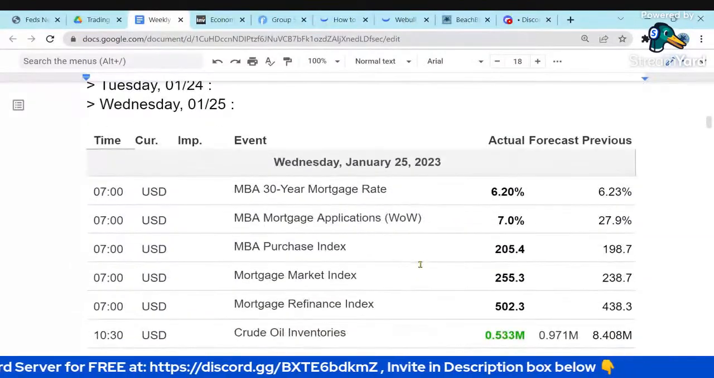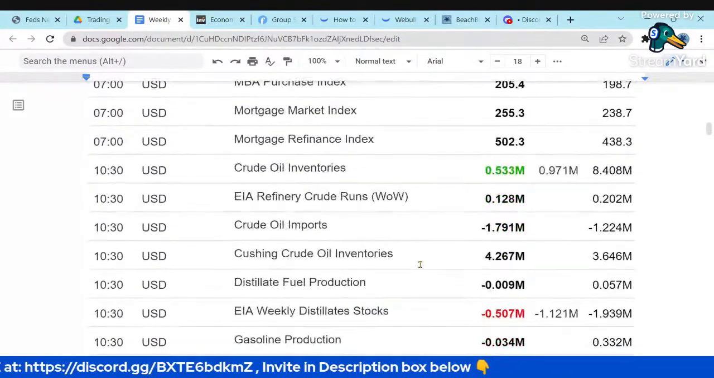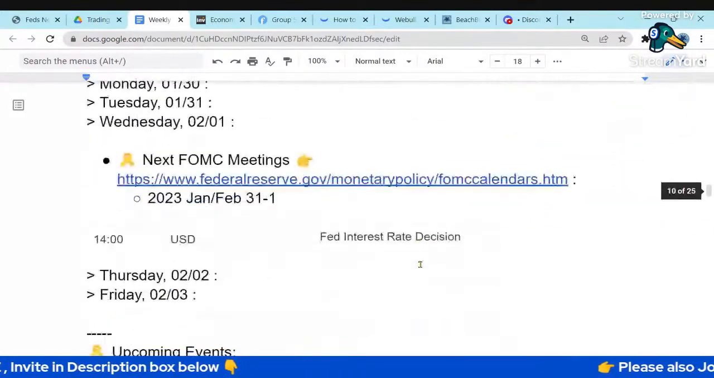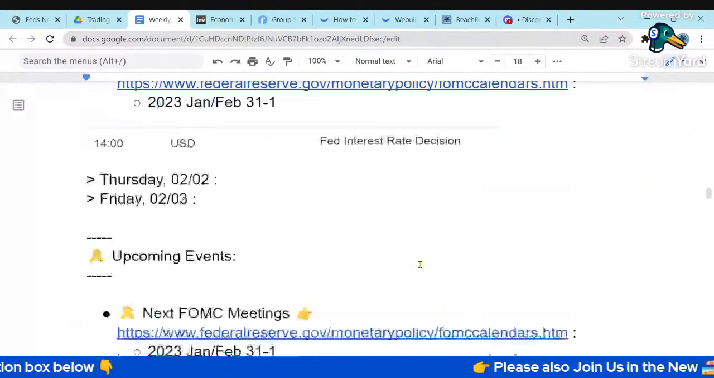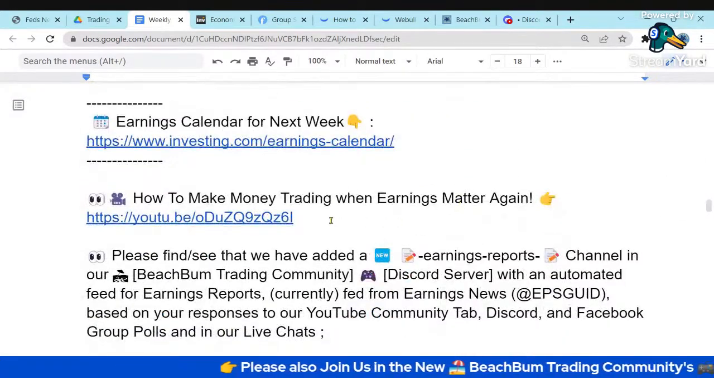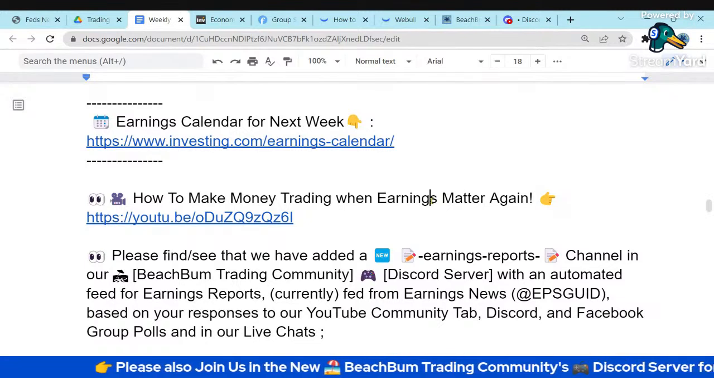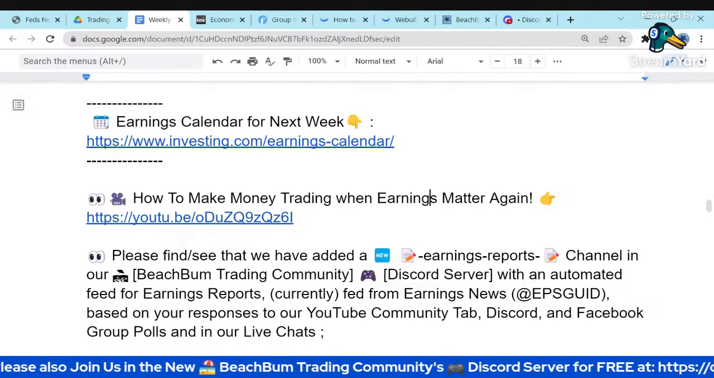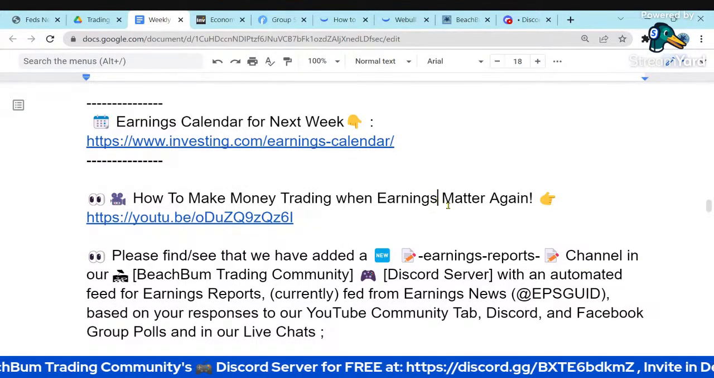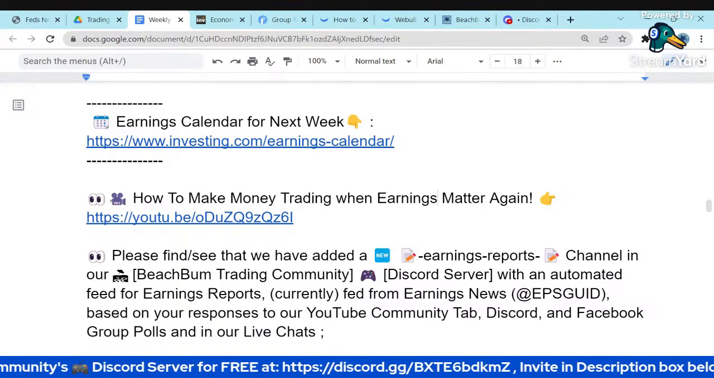So again, the big event, starting at 2 on Wednesday, and then the press conference as well at 2:30. So also, we've got a heavy earnings calendar. We're right in the middle of earnings season, and earnings matter. You can see that not only do earnings matter, but companies' guidance matters.